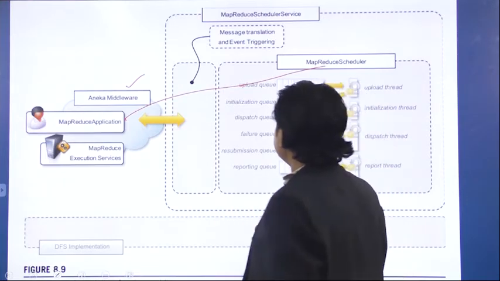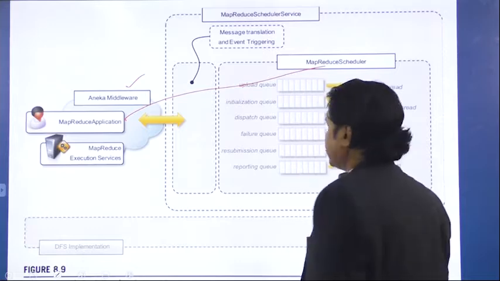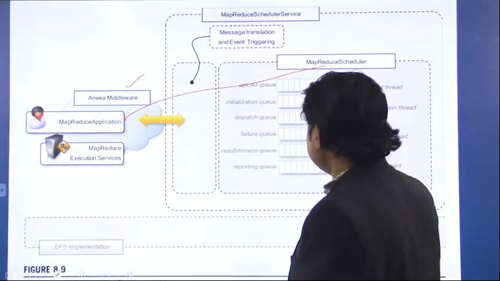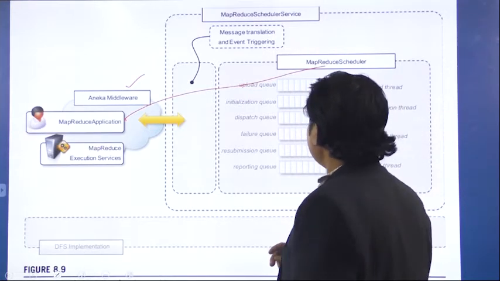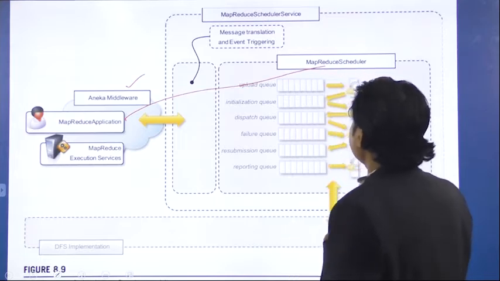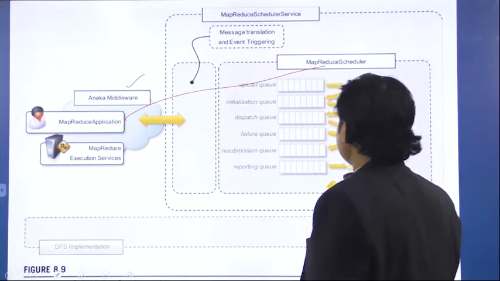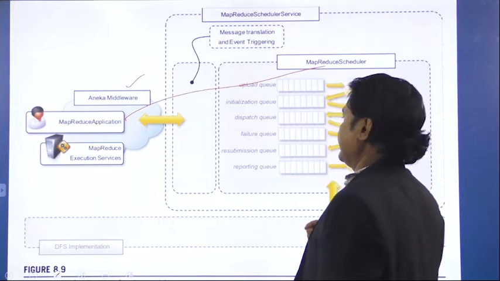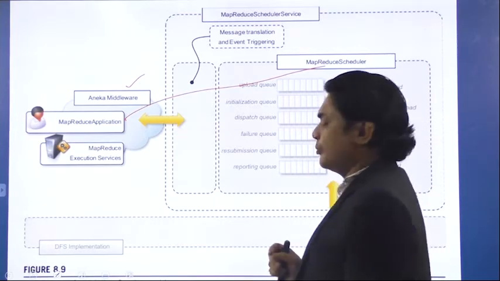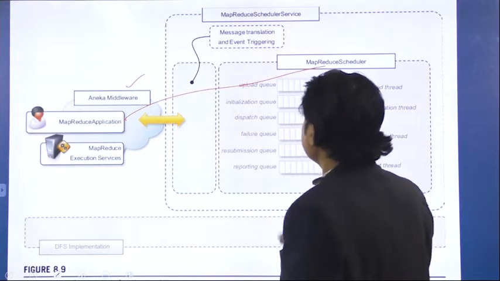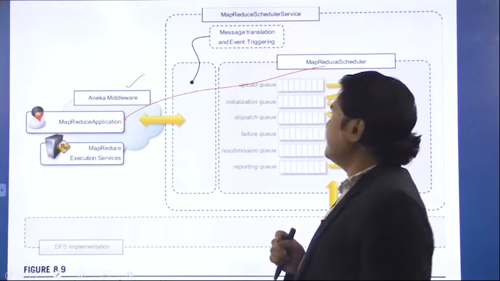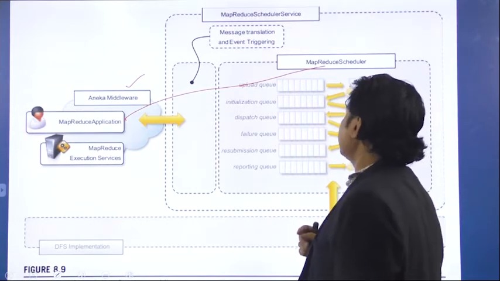Now, if you see, this consists of many important components. If you see this architecture, the important components are the MapReduce scheduler services, second the MapReduce schedulers, and third the MapReduce applications. So it has three important components: one is MapReduce applications, second is MapReduce scheduler services, and third is MapReduce schedulers.